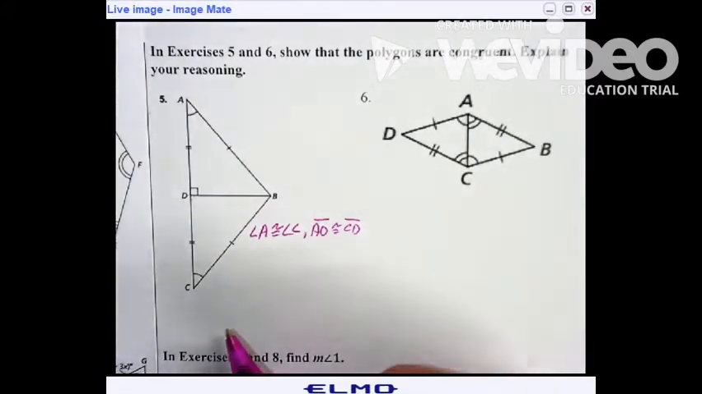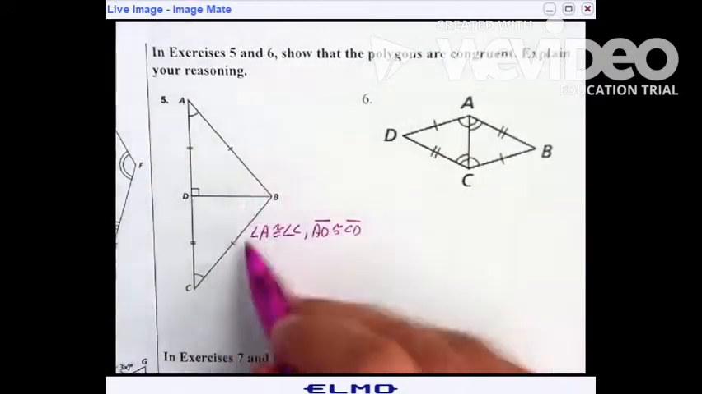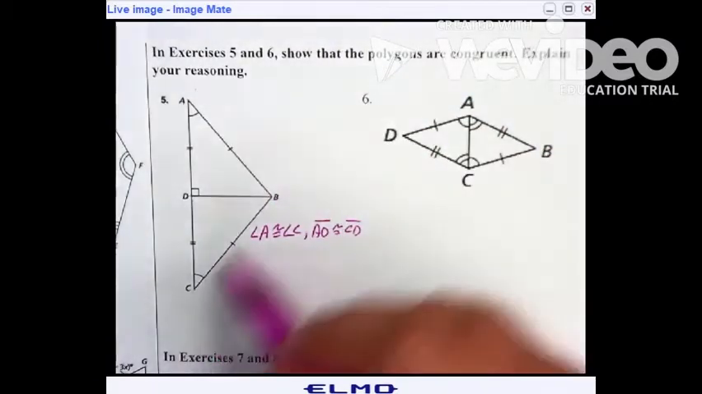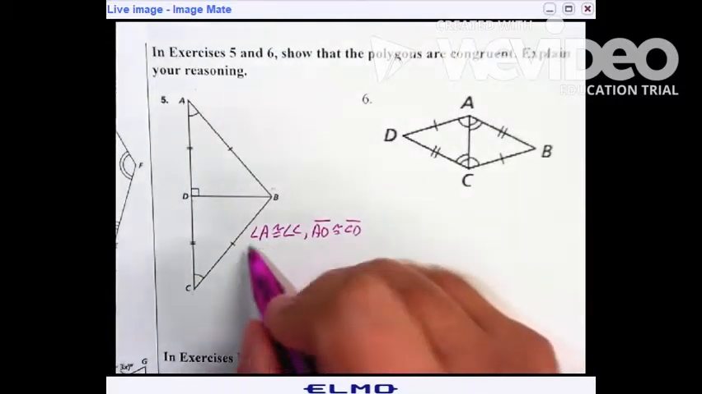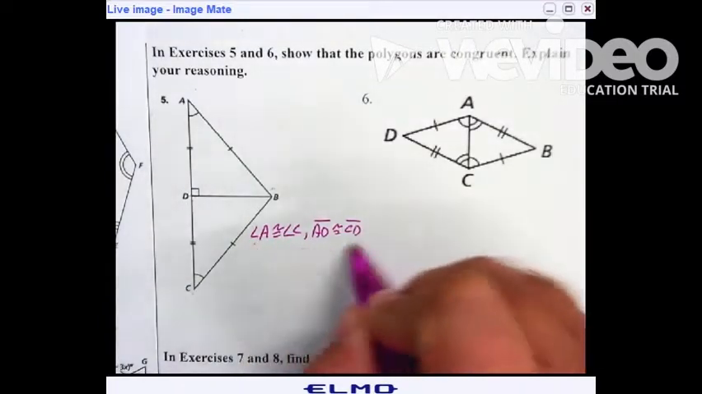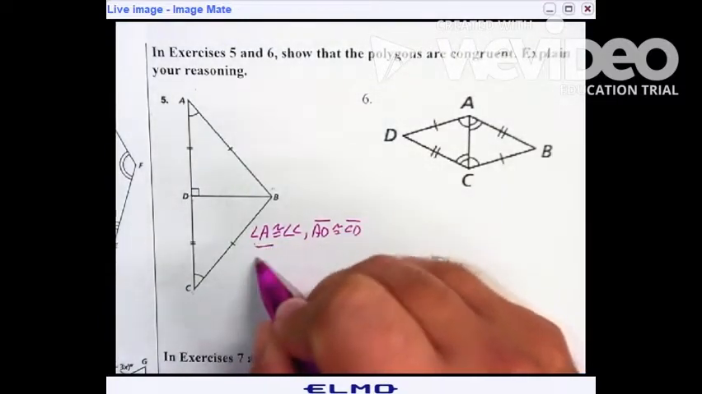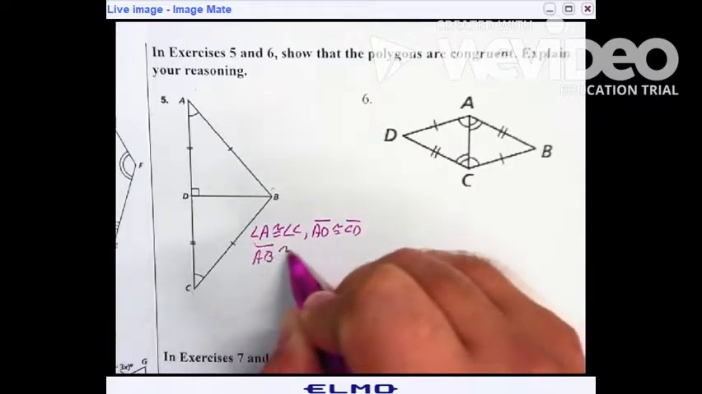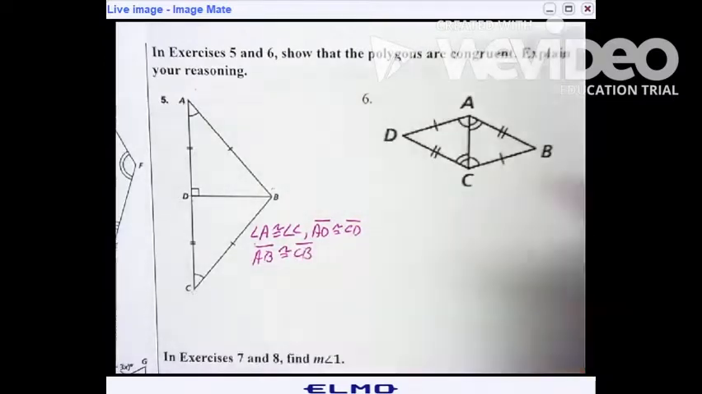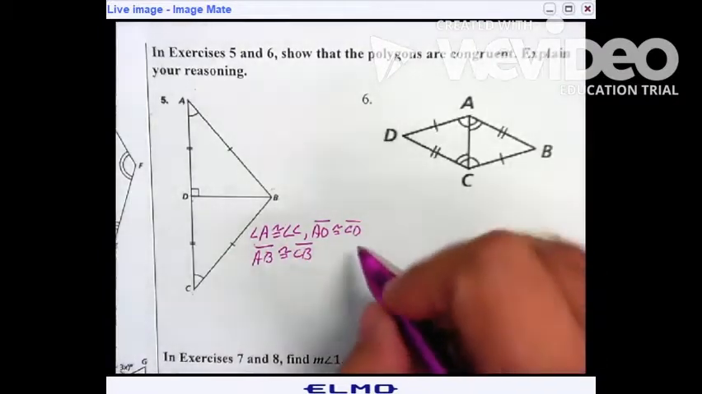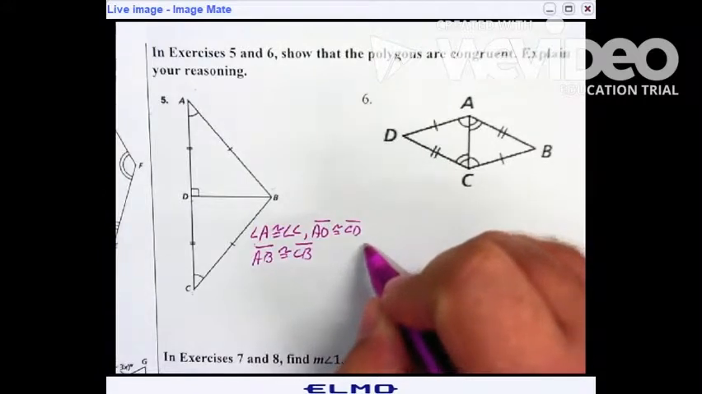What else is marked congruent? Here we got little tick marks. So segment AB is going to correspond with segment CB. It'll make it congruent, sorry. So segment AB is congruent to segment CB. And nothing else is actually marked as being congruent, is it? That's it. We have to explain our reasoning. How do we know this? We know all of this because it is given to us.